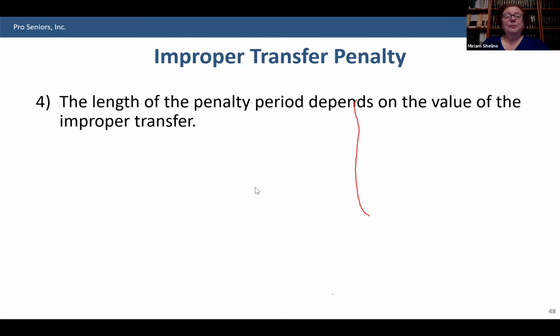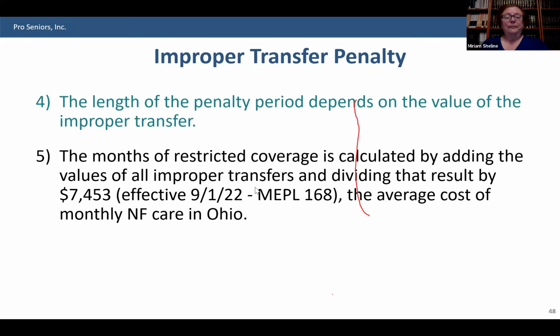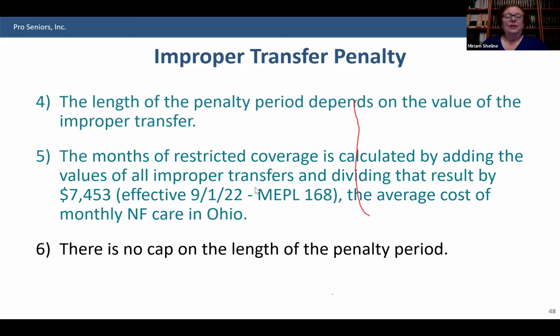How long is this improper transfer penalty period? That's going to depend on the value of the transfer. So we take the value of all of the improper transfers, we add them together, we divide it by 7,453, which is, as of 2022, the average cost of monthly nursing home care. And there is no cap on the length of the penalty period.